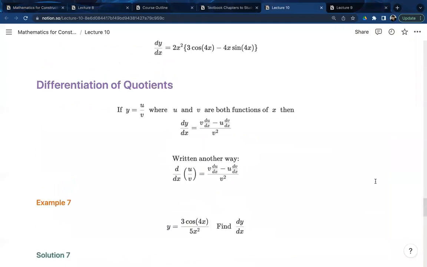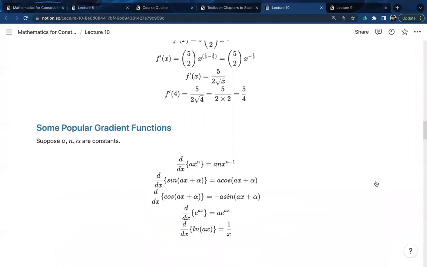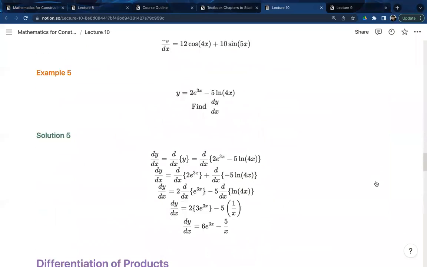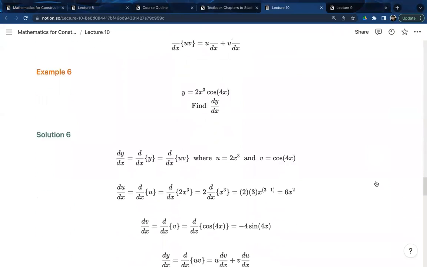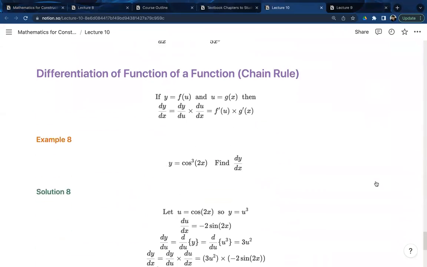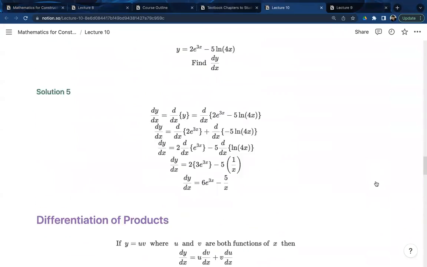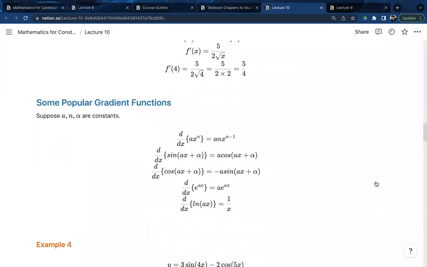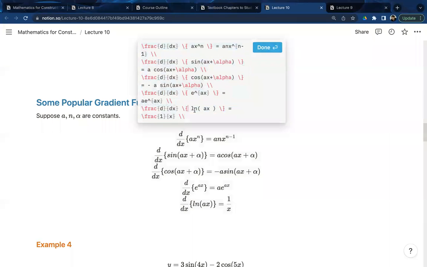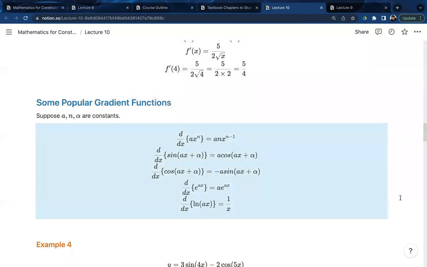So yeah, we have methods of differentiation. We have the product rule. Where is it? Product rule here. We have the quotient rule. We have the chain rule. And we know how to differentiate simple things: polynomial, sine, cosine, exponential, natural logarithm. It's supposed to be ln. Yeah, ln. ln is the natural logarithm.